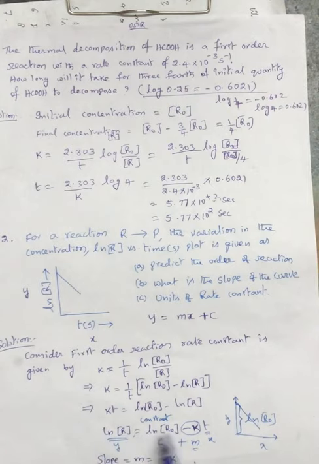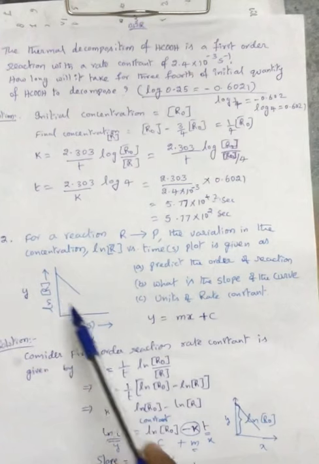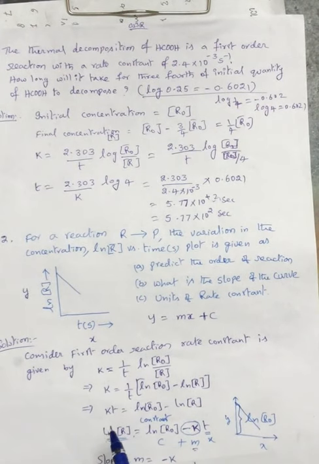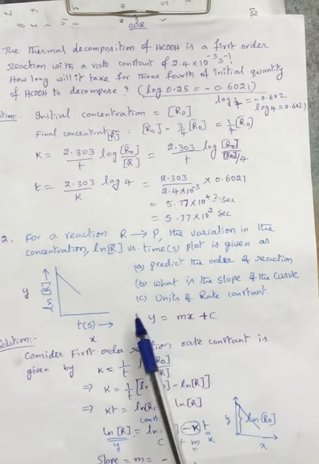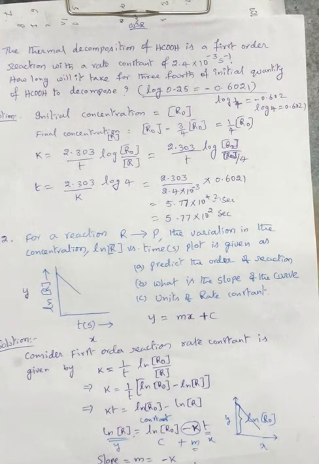Particular logarithmic equation. So it is in y equal to mx plus c form, and the plot is also similar to this, that's why we can say it is a first order reaction. Once it is a first order reaction and you know the slope m is equivalent to minus k, the negative of the rate constant is the slope. Then the unit of the first order reaction rate constant is second inverse, that we know generally.